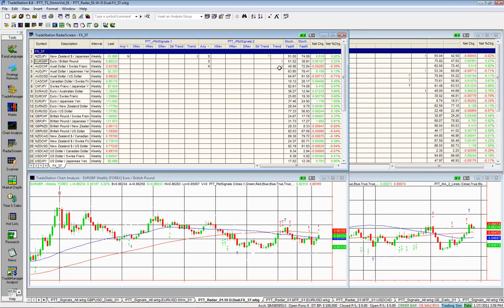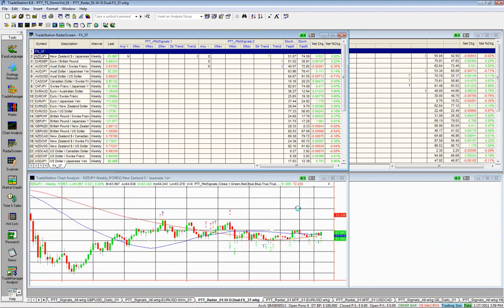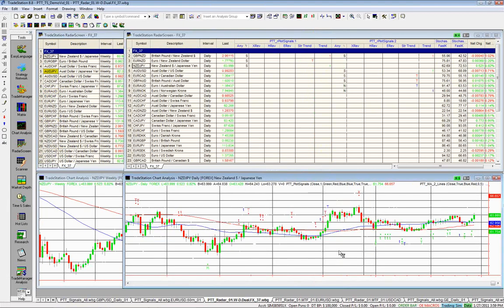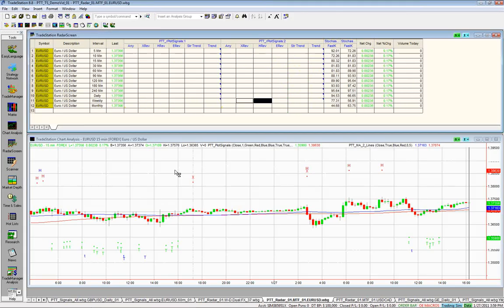The interesting thing about the radar in TradeStation is that it has another feature which we call the multi-time frame or multi-frequency, and that one is, I find, the most helpful. And let me go ahead and put that up for you. And what the multi-frequency radar screen does is this.